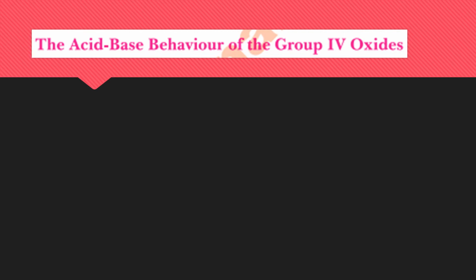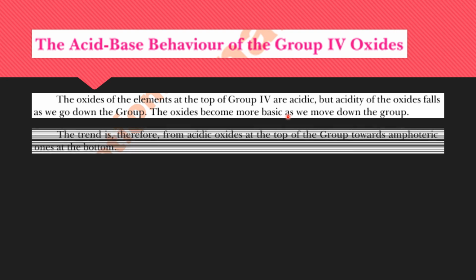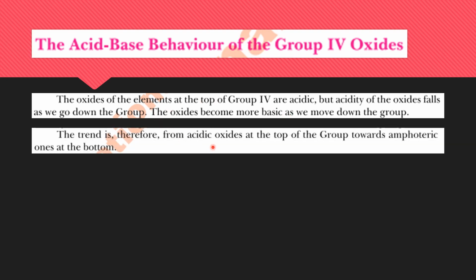How do these group 4 elements show acid-base behavior? Oxides of the elements at the top of group 4 are acidic in nature, but the acidity of the oxides decreases down the group, and oxides become more basic when we move down the group. So we can say the trend goes from acidic oxides at the top to amphoteric oxides lower down the group. First one is carbon monoxide.